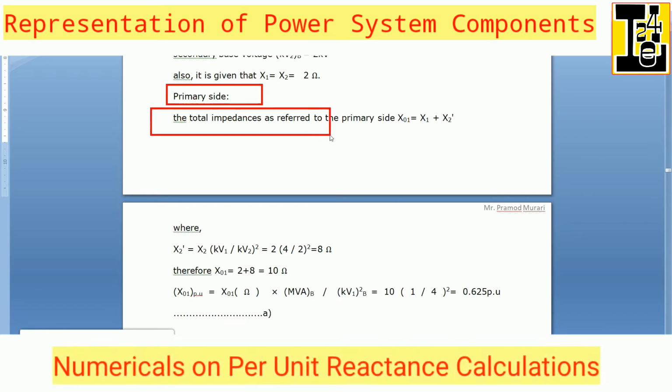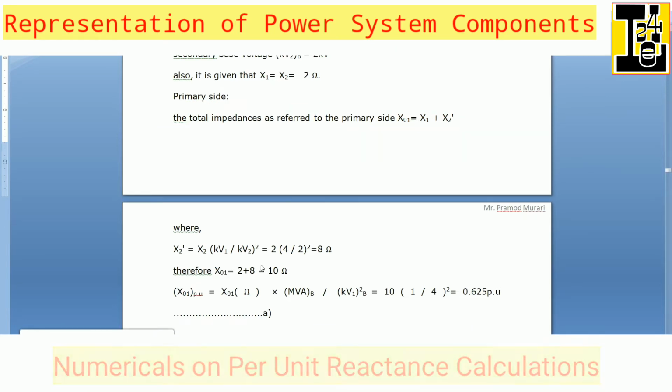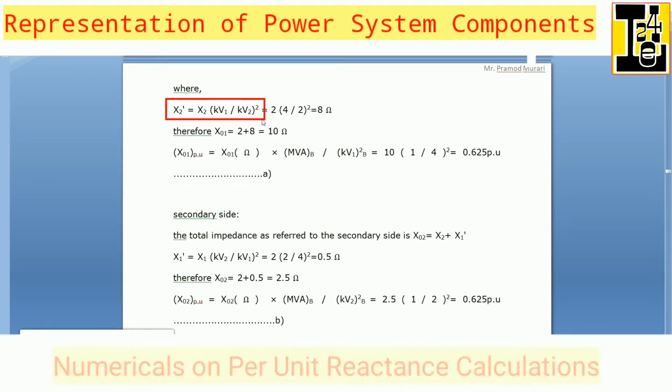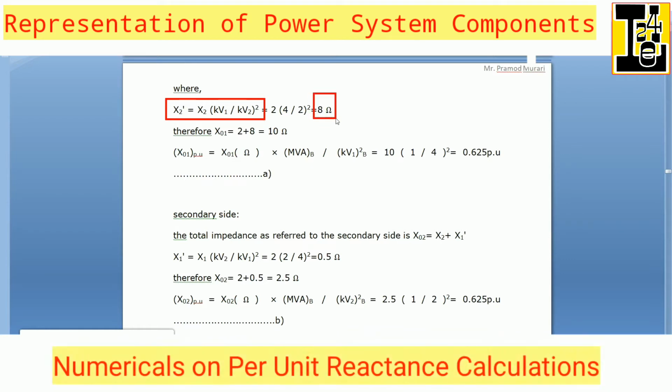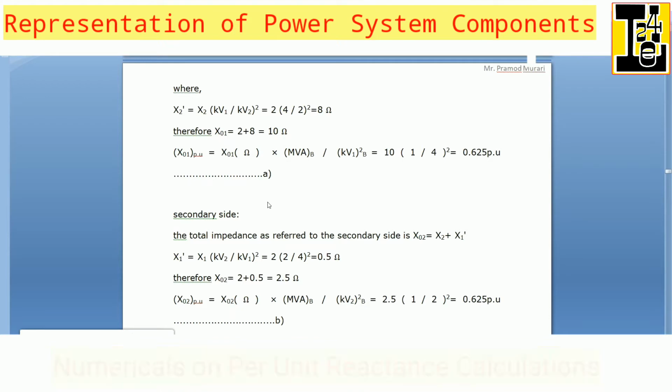The total impedance as referred to the primary side will be calculated as X01 is equal to X1 plus X2 dash. Here X2 dash is equal to X2 into bracket kV1 divided by kV2 whole square, that is equal to 8 ohm. Therefore X01 is equal to 2 plus 8, that is equal to 10 ohm. That is the total reactance of the transformer referred to the primary side.